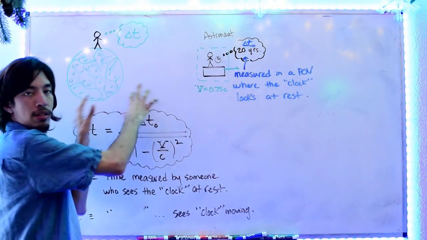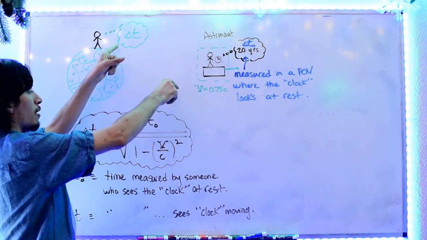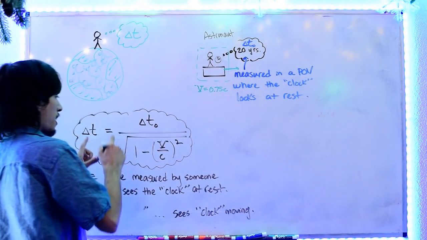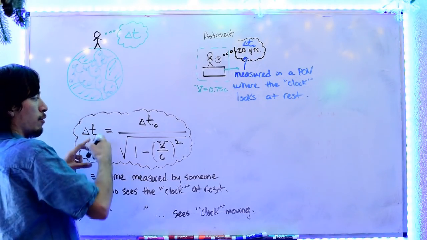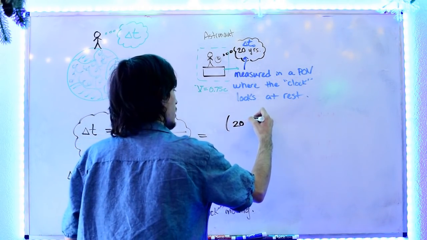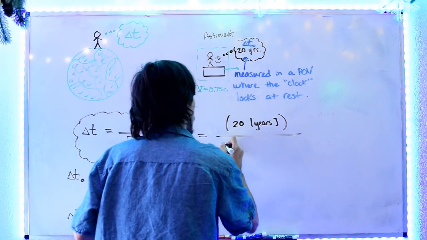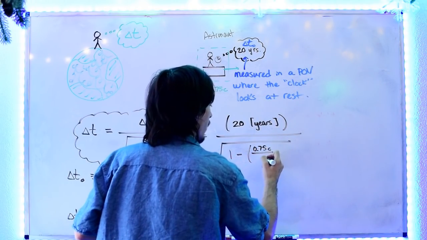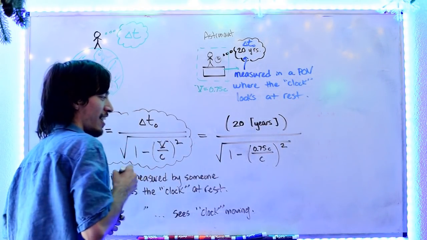So when I use this equation, once I've identified who's measuring the clock at rest and who's measuring the clock moving, I can plug in appropriately. In this case, I don't need to solve for anything else, because this is the person on Earth measuring the clock moving. So it's going to be a time of 20 years divided by the factor on the bottom, which is the square root of 1 minus 0.75 c divided by c, so the c's just cancel, and then square that.